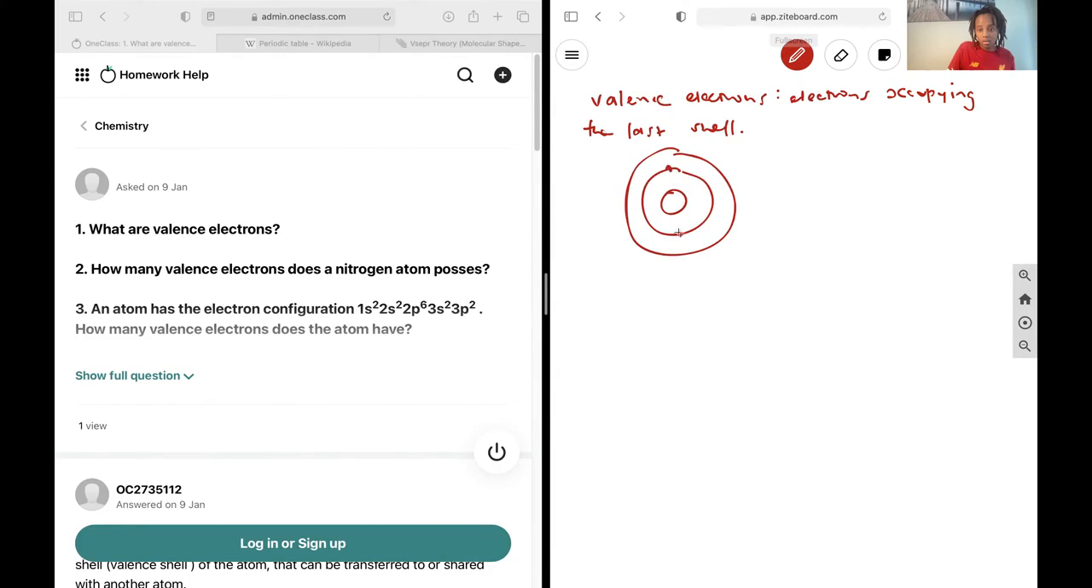The first one can hold 2, the next one can hold 8, and so on and so forth. And so if we have, for example, carbon, it has 6 electrons, so we'd have 2 in the first layer, and then we'd have another 4 on this last shell.